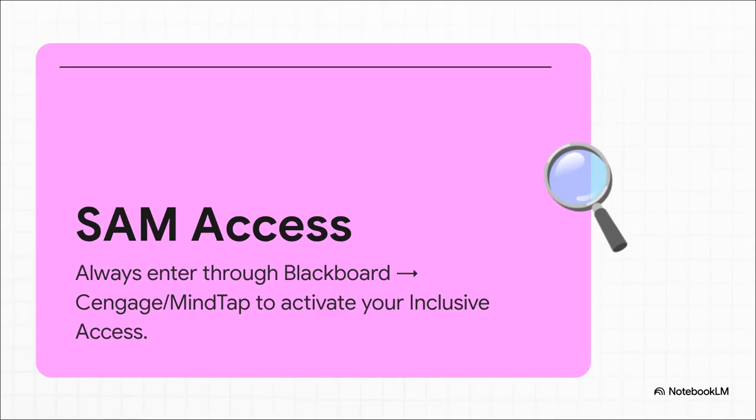And the last big hurdle is all about accessing SAM. The golden rule, the one rule to remember is this. You always have to enter through the link in Blackboard. If you try to use a bookmark or just go straight to the Cengage website, boom, you're going to hit a paywall. But here's the thing, your access is already paid for. Going through Blackboard is the only way to activate it and avoid getting asked for money.